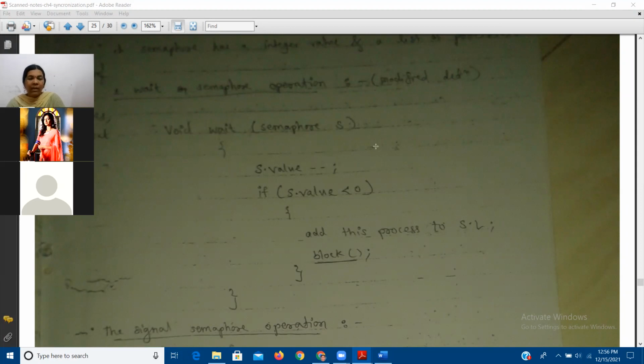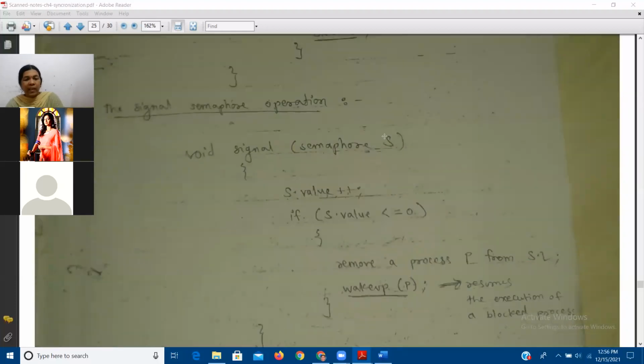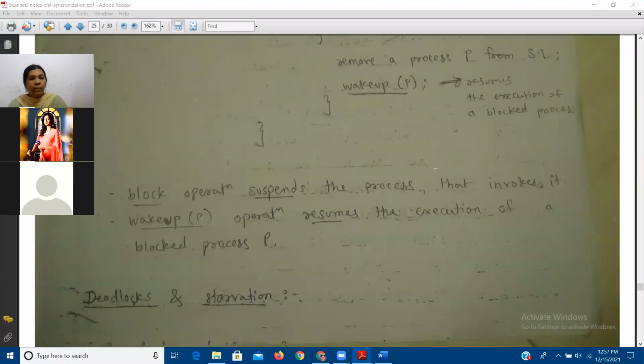Okay, so normally the variable is decremented in wait, and in case of the signal operation the variable is incremented. Again the condition is set: if S.value is less than or equal to 0, remove a process P from S.L. The process which was inserted first in the waiting list, you can remove that process from the waiting list, wake up that process and give it the resource, that is give the critical section to that process. This is called the modified solution. And when to apply this modified solution: if there is the problem of busy waiting.